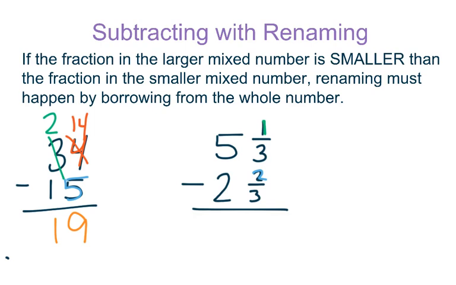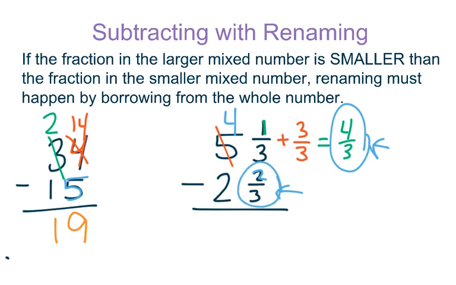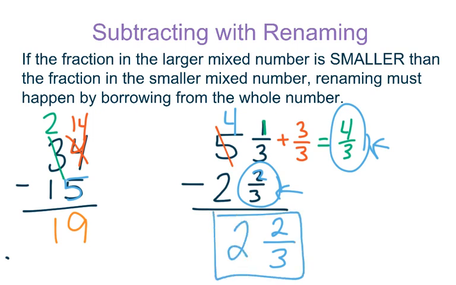We notice that we can't subtract as it is, so we're going to borrow a whole. We've talked about borrowing a whole before. So we cross out our whole number, and that's going to become a 4, and then we need to rewrite a whole over to the side of our fraction. So one whole in this case is going to be equivalent to 3/3, and we're going to add that to the fraction that's already there. When I add these two fractions together, I get 4/3. Now I can subtract, because my top fraction, 4/3, is greater than my bottom fraction. So I'm going to subtract 4/3 minus 2/3, and I get 2/3. And now I can subtract 4 minus 2, and I'm left with 2, and that's my final answer.